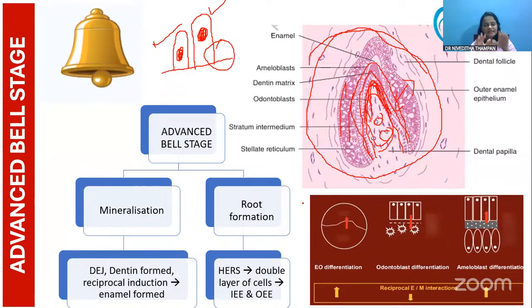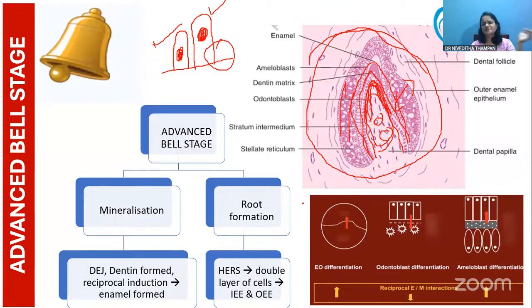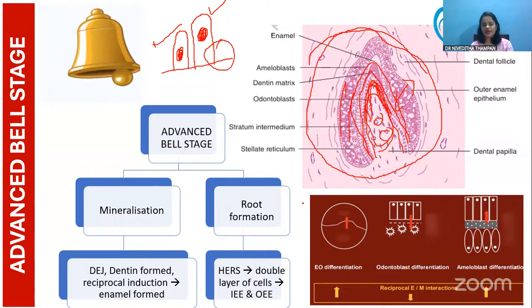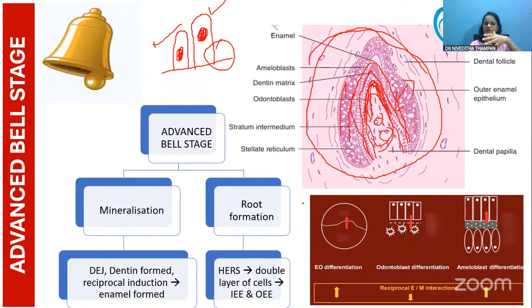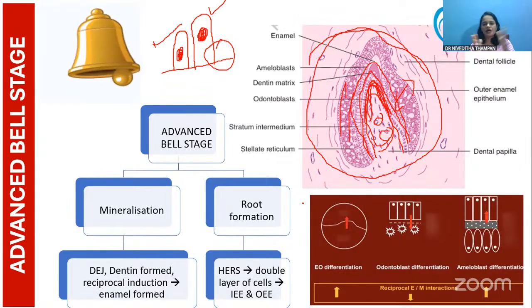The first formed dentine is the main signal for inner enamel epithelial cells to make enamel. So they are interdependent on each other. That is called reciprocal induction. The ameloblast and the odontoblast, and this enamel and dentine formation, are closely related and interdependent on each other. One is inducing the formation of the other structure.